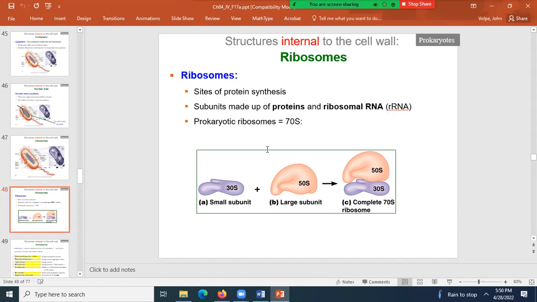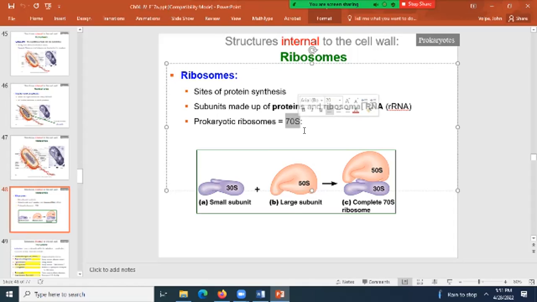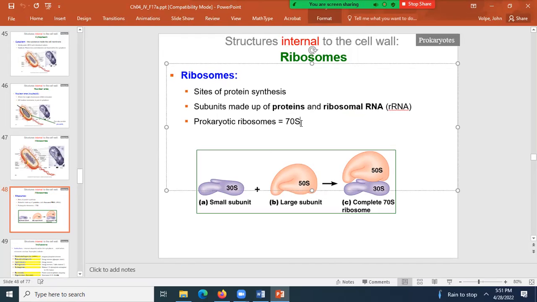You should know, however, that prokaryote ribosomes are smaller than eukaryote ribosomes. So we say that prokaryote ribosomes are 70S in size. The S is the unit that biochemists and molecular biologists use to measure ribosomes, and it stands for where the ribosome sediments in an ultracentrifuge gradient.